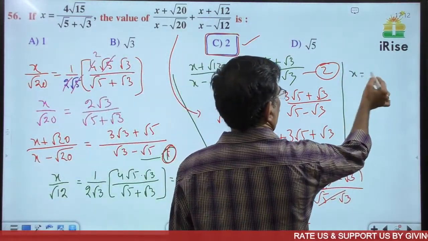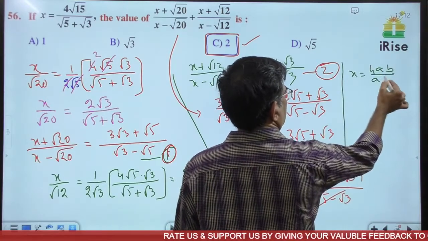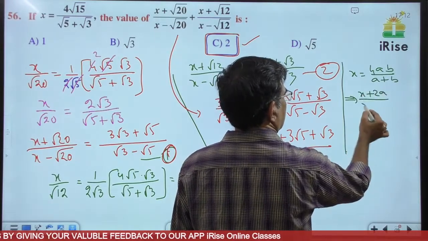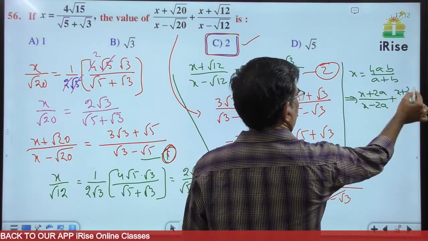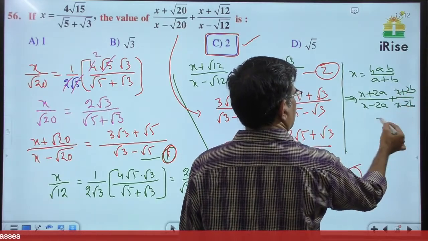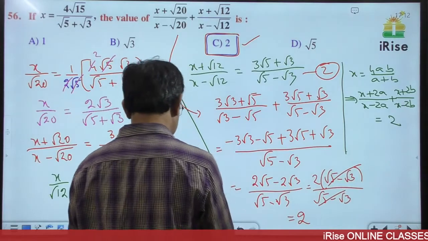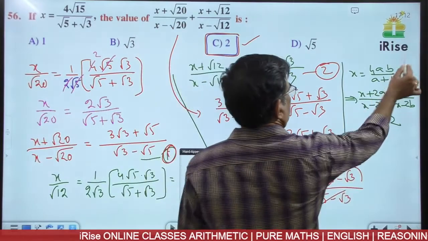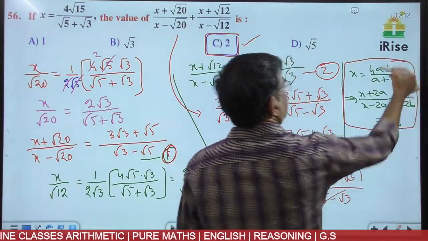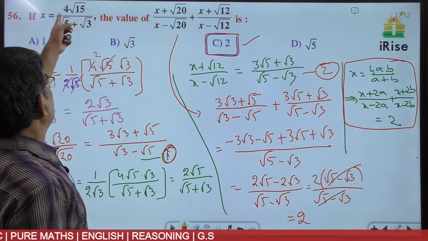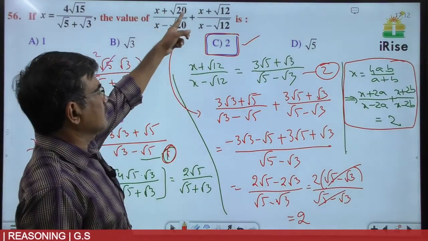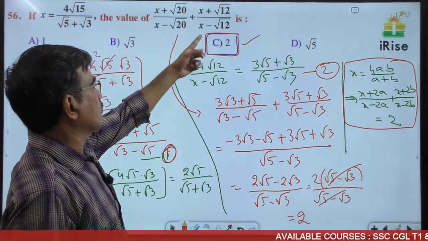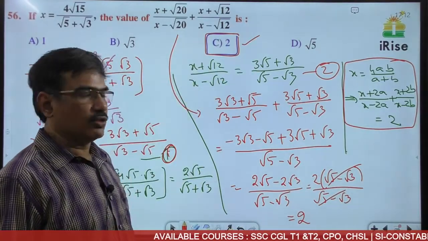If x is equal to 4ab by a plus b, given, then x plus 2a by x minus 2a plus x plus 2b by x minus 2b is always equal to 2. This is the formula. Okay? This is the formula. If x is equal to 4ab by a plus b, then x plus 2a by x minus 2a plus x plus 2b by x minus 2b is equal to 2.